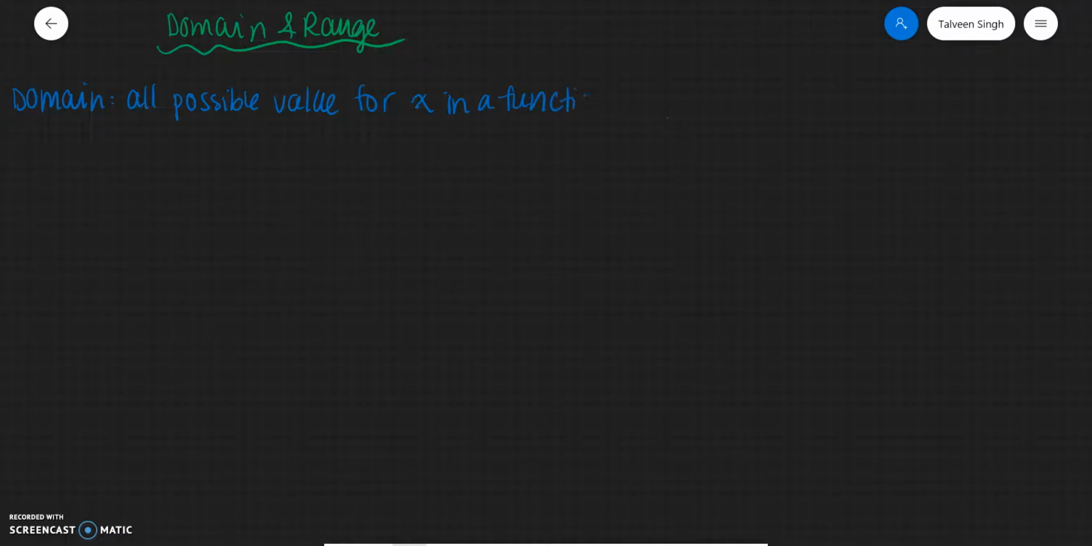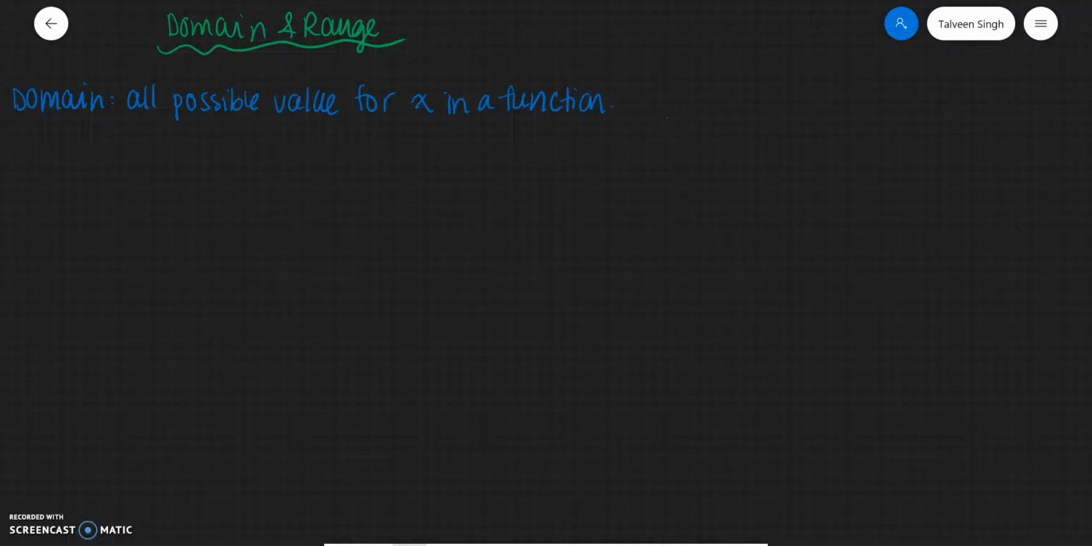So domain and range. Okay, starting off, we'll start off with defining. We'll start off with domain. Domain is defined by all possible values for x in a function. That basically just means when we're referring to the domain and the range of a function, we're talking about any possible values that can exist.